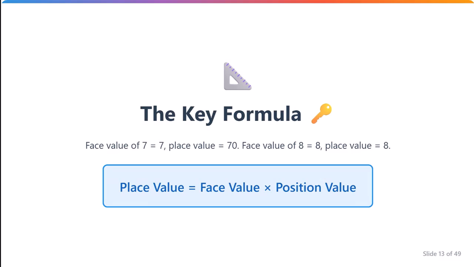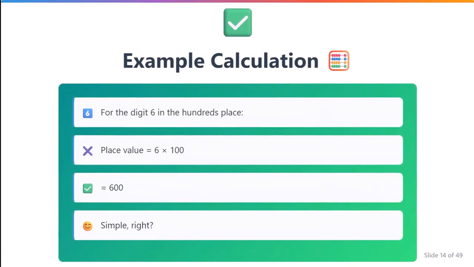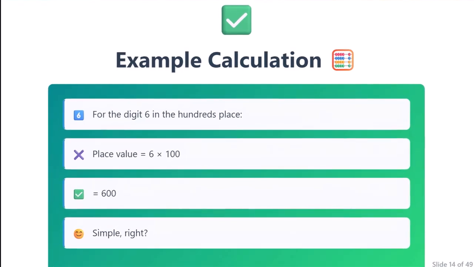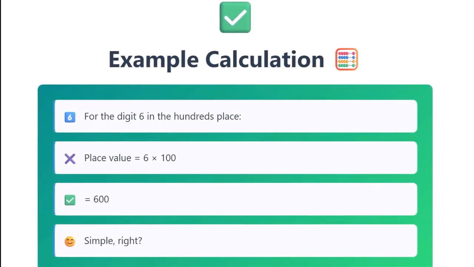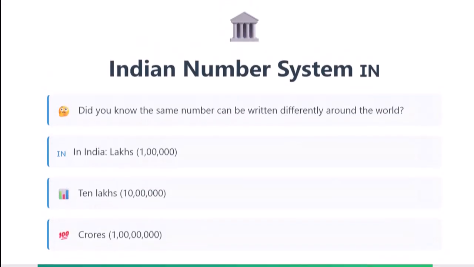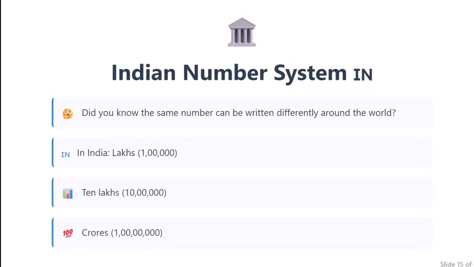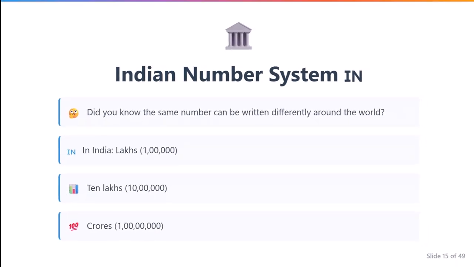Here's the key formula to remember. Place value equals face value times position value. So for the digit 6 in the hundreds place, the place value equals 6 times 100, which equals 600. Simple, right? Did you know that the same number can be written differently in different parts of the world?